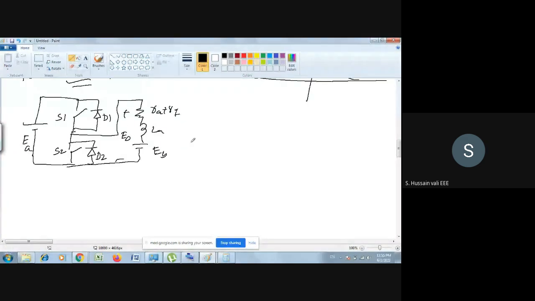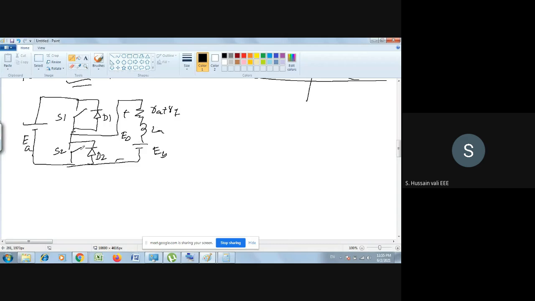Recall yourself that switch 1 is closed first. If switch 1 is closed, then EA, switch 1, this is the closed path. So in that case, E naught is equal to EA. Then when the switch is open, this current will try to flow through D2, then it forms a closed path, so E naught is equal to 0.